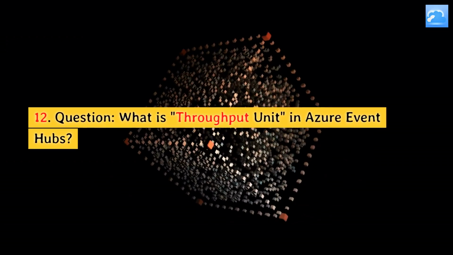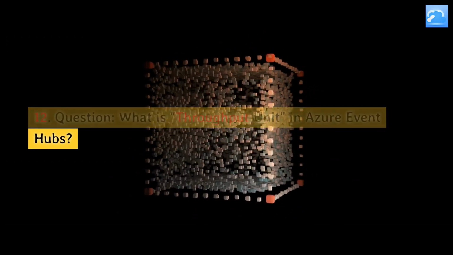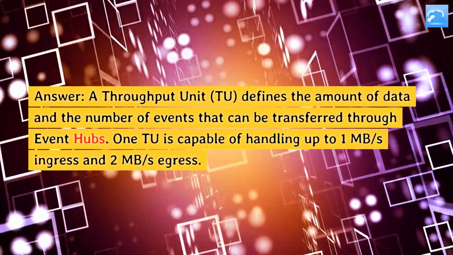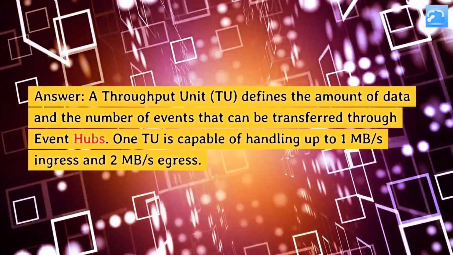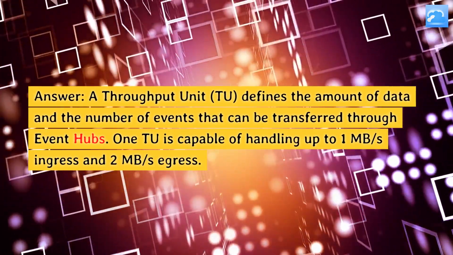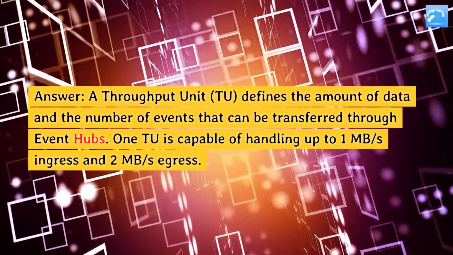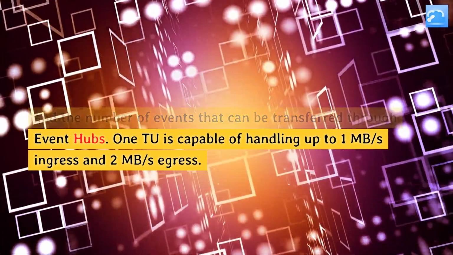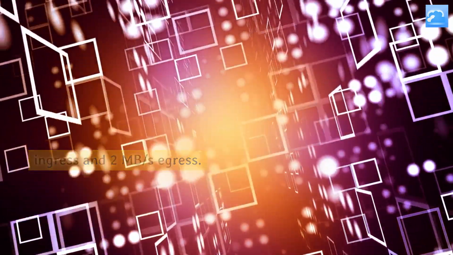12. Question: what is throughput unit in Azure Event Hubs? Answer: a throughput unit, or TU, defines the amount of data and the number of events that can be transferred through Event Hubs. One TU is capable of handling up to 1 megabyte per second ingress and 2 megabytes per second egress.